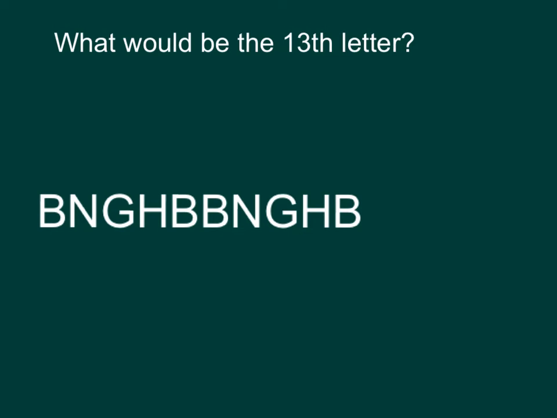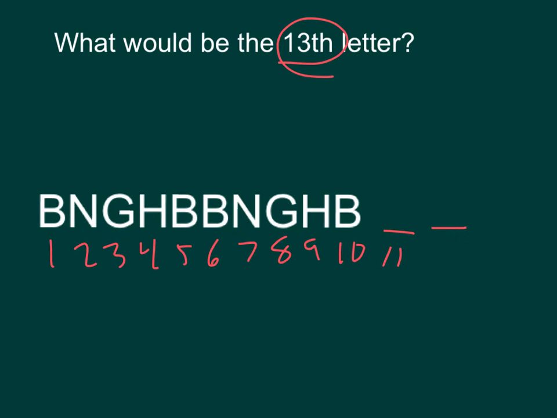Okay, first thing I'm going to do is circle that I want the 13th letter. Second thing I'm going to do is go ahead and number these. 1, 2, 3, 4, 5, 6, 7, 8, 9, 10, space 11, space 12, space 13. Now I identify my pattern. So it's B, N, G, H, B. Does my pattern start again? Now it looks like this is a pattern chunk here. Then I have B, N, G, H, B. So it seems like B, N, G, H, B is my pattern.